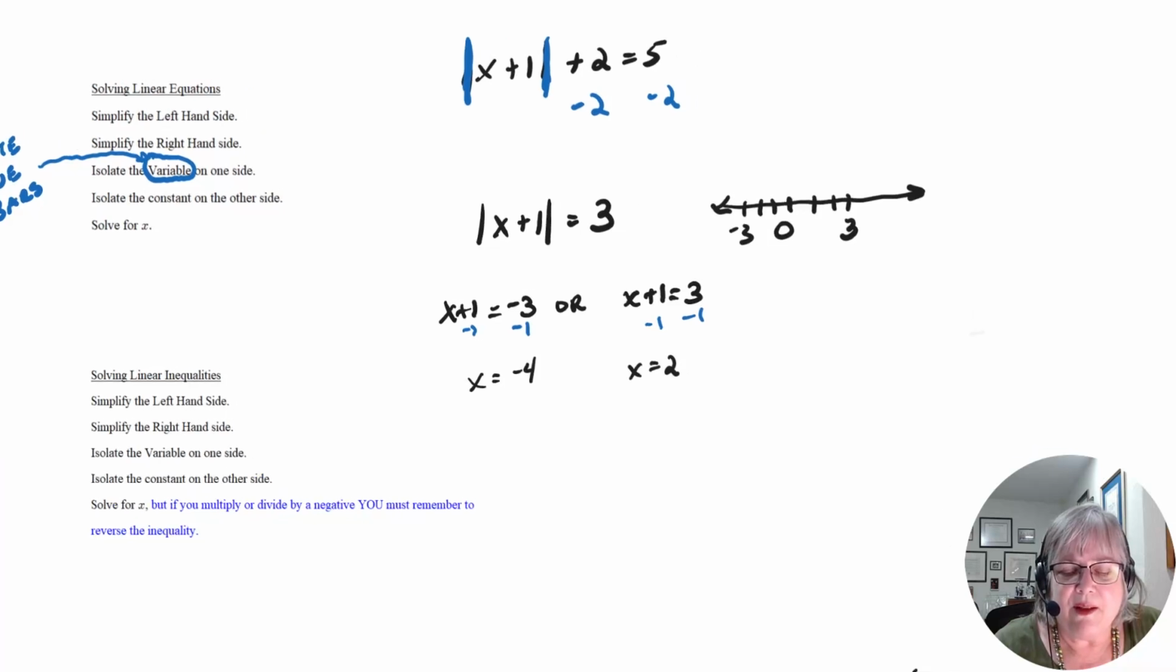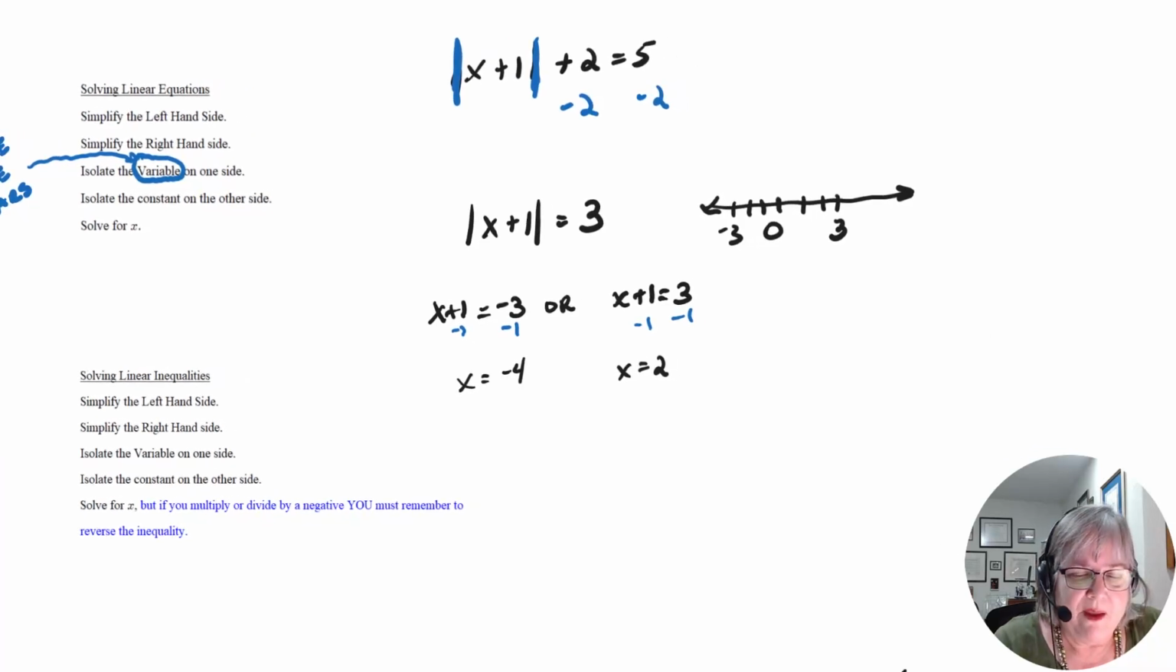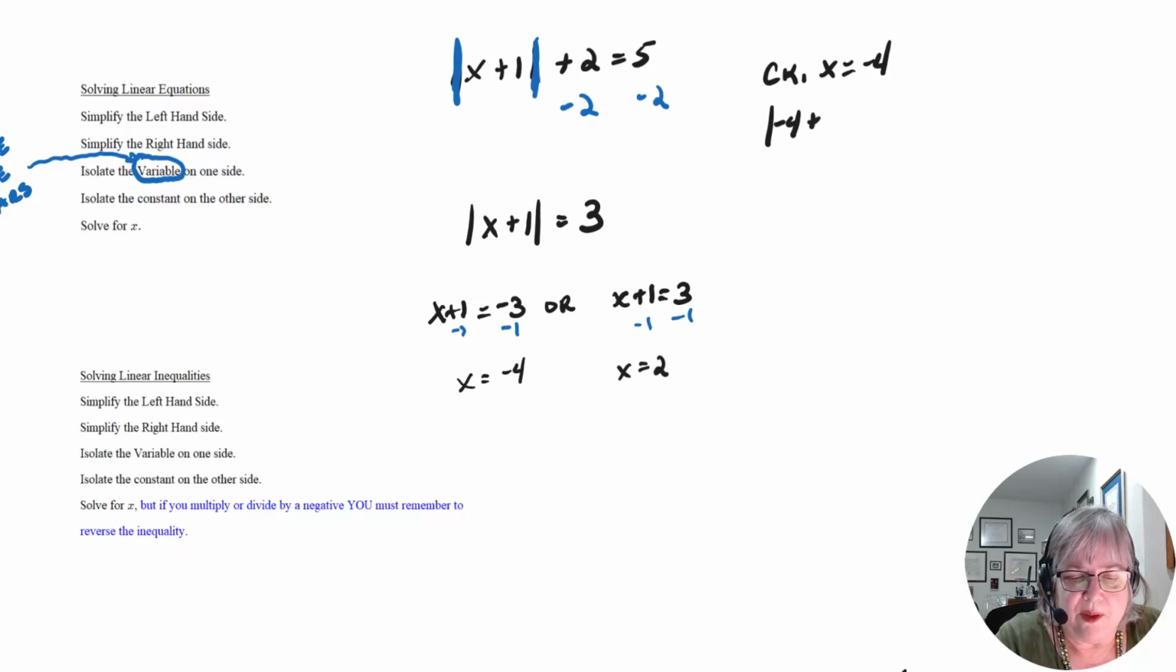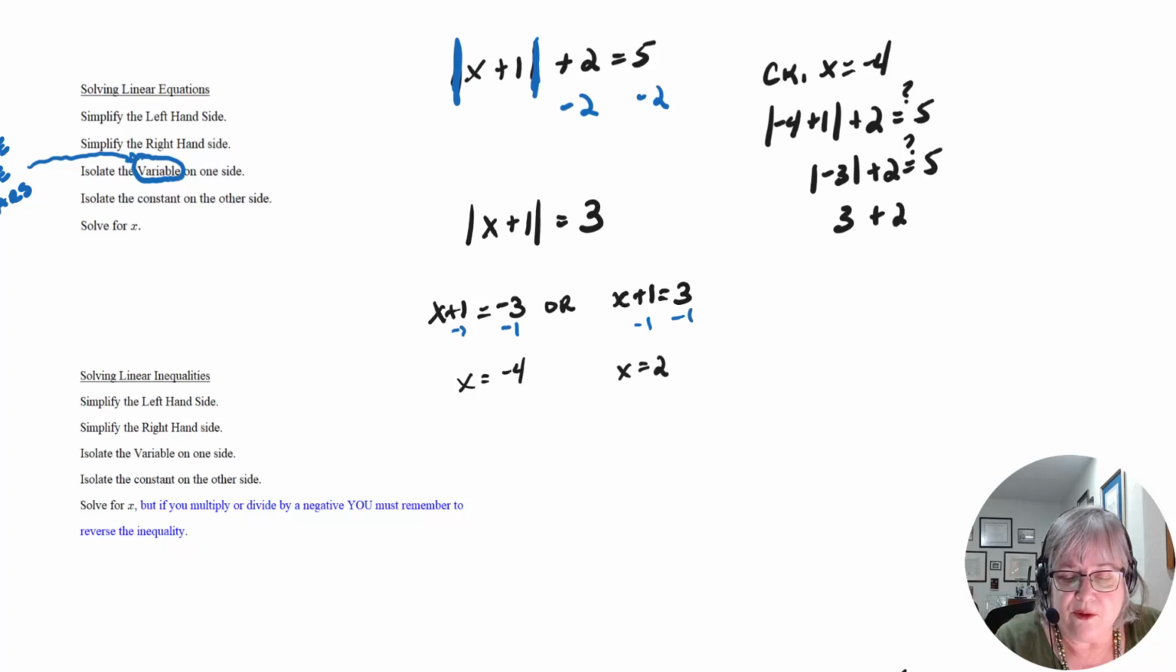All right, I don't know that I'm believing that. Let's check. Let's go back up here and check x is equal to -4. Is the absolute value of -4 plus 1, plus 2, going to be equal to 5? The absolute value of -4 plus 1 is the absolute value of -3. The absolute value of -3 is 3, and sure enough, 3 plus 2 is 5. So that's a check.